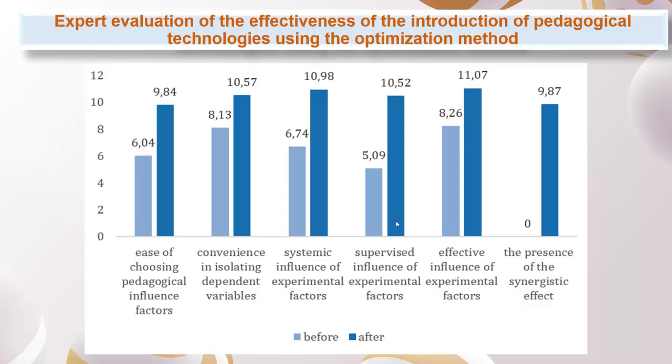They allowed to increase the convenience of isolating dependent variables by 23.1%. They allowed to improve the system approach by 38.6%. The controllability improved by 51.6%, and the effectiveness of pedagogical influence increased by 25.4%. So there are signs of synergistic effect from the simultaneous implementation of several pedagogical innovations that could be easily identified.